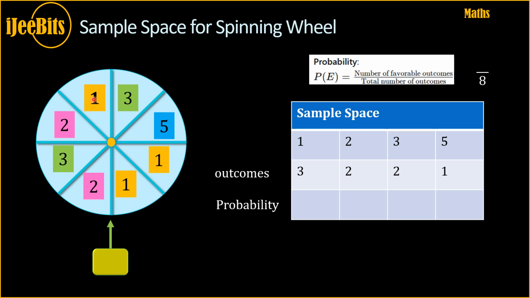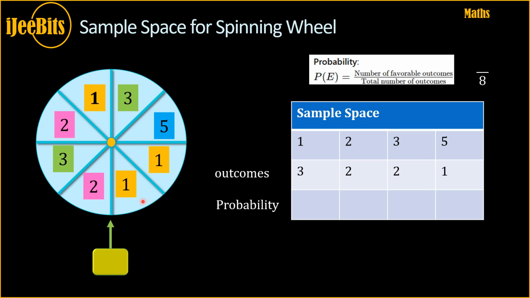So 1 is one event, right? That's why my sample space includes 1. Similarly, I have a 2, with two instances of 2, and then I have 3, with two instances of 3, and then 5 is only 1. So my sample space is 1, 2, 3, 5. These are the sample points. Always you are going to get one of these numbers in this spinning wheel game, right?